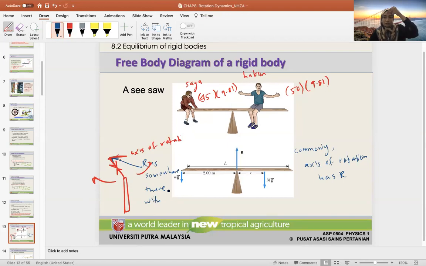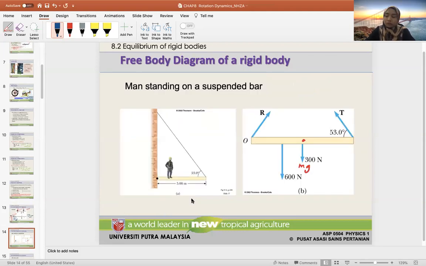Because why? I had to touch the cable. So when I touched it, there was contact somewhere with a certain angle. Okay, so that's like a real life scenario. But let's look at a more simpler scenario, such as this guy over here.